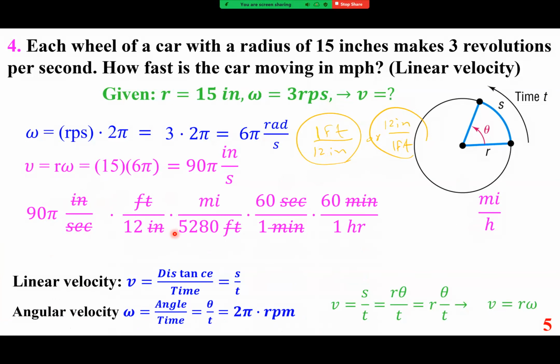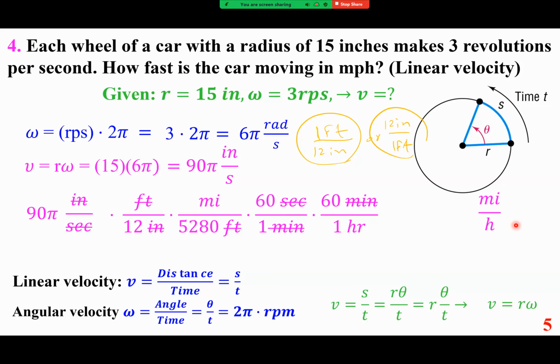And the same thing, you want to get rid of the feet. 1 mile is 5,280 feet. You can put this one at top or 1 mile, but we put this one at the bottom to cancel those. 1 minute is 60 seconds. 1 hour is 60 minutes. As you can see, everything cancels out as far as the units are concerned. Everything is gone at the top except miles, and everything is gone at the bottom except hours. So the units end up being miles per hour. That's important to pay attention to. This is how you do the unit conversion, everybody.